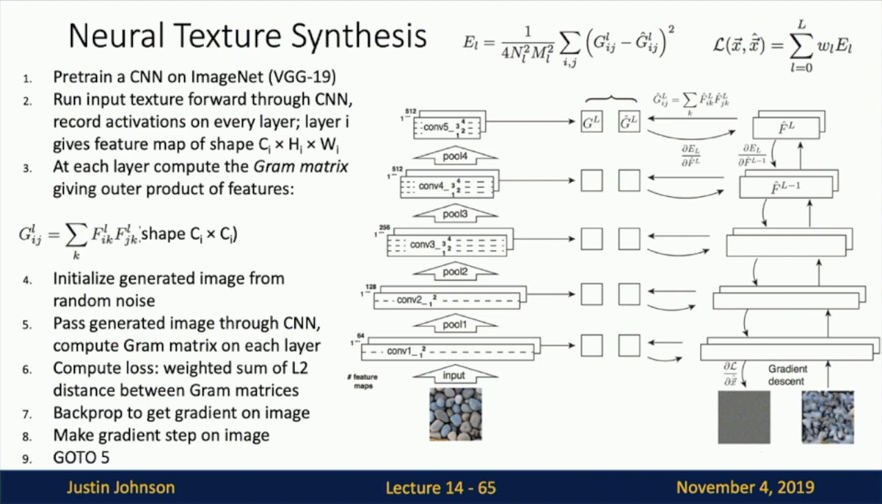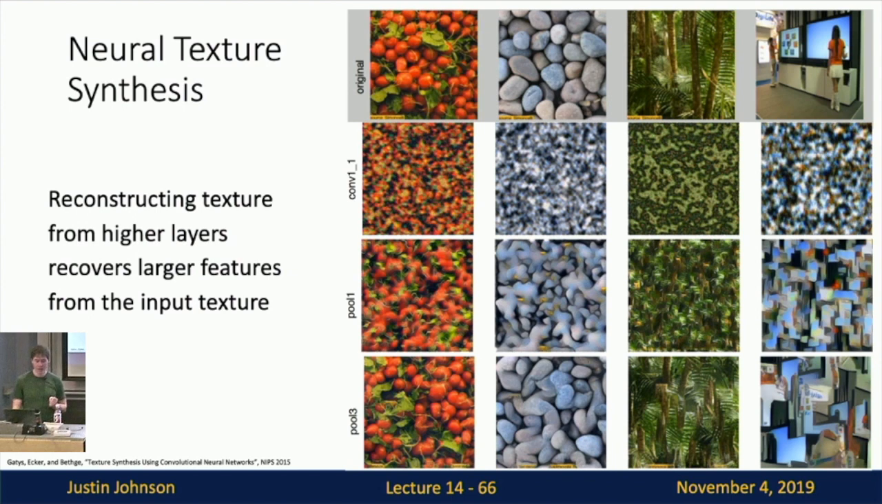And now repeat this over and over again, and hopefully we've generated some image that has the same gram matrices as this original input image that we started from. And now if we do this, it actually works pretty well.